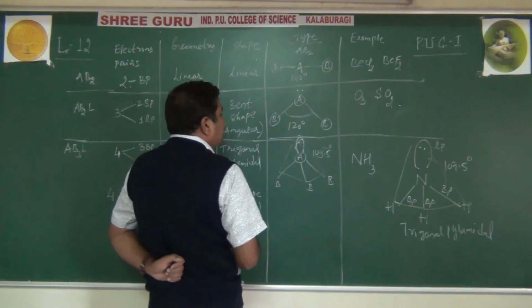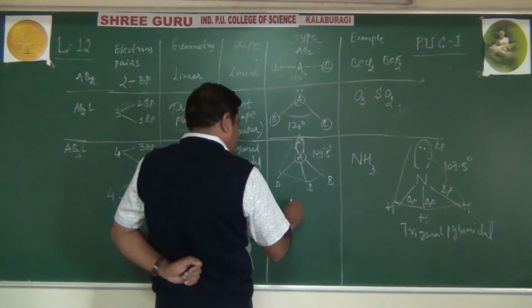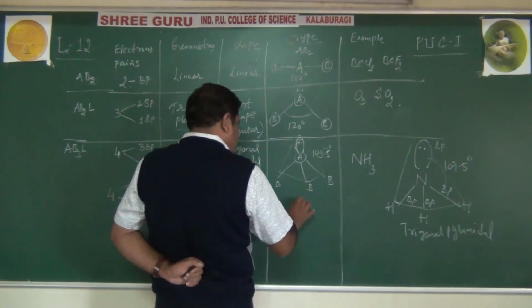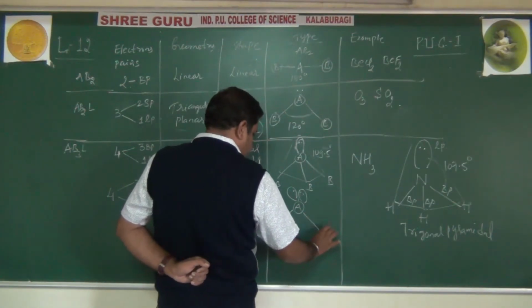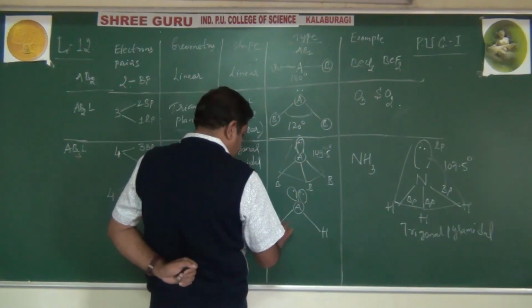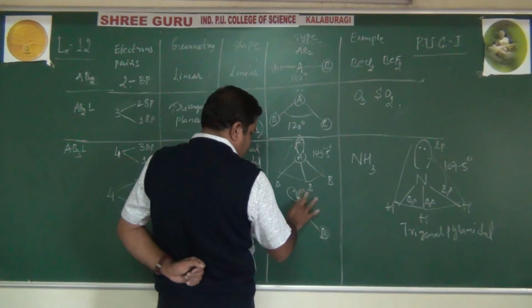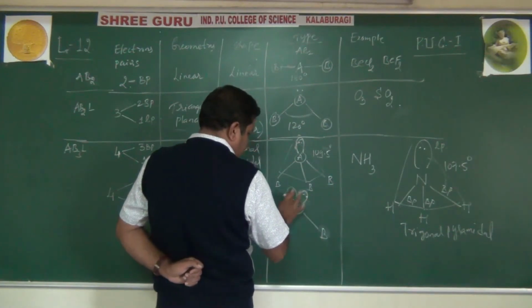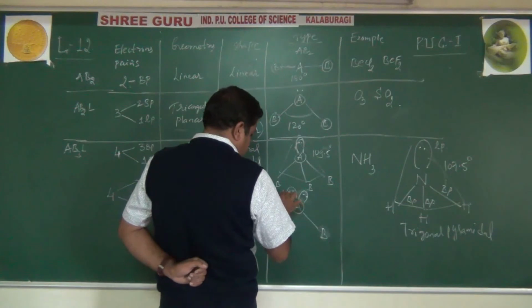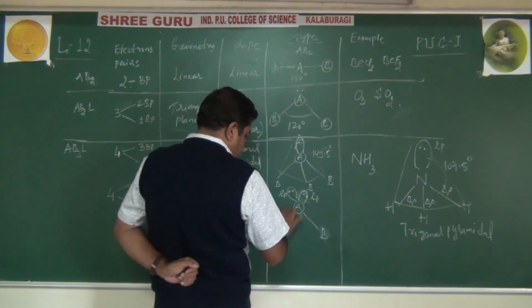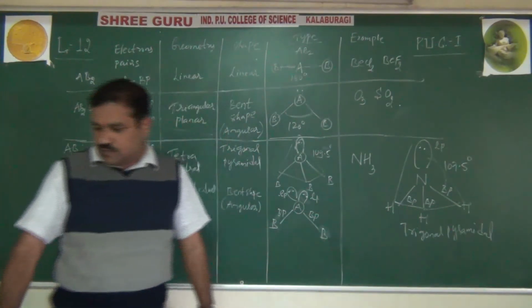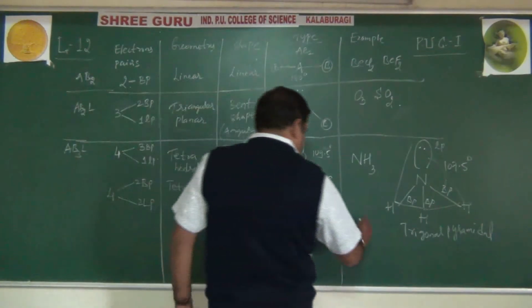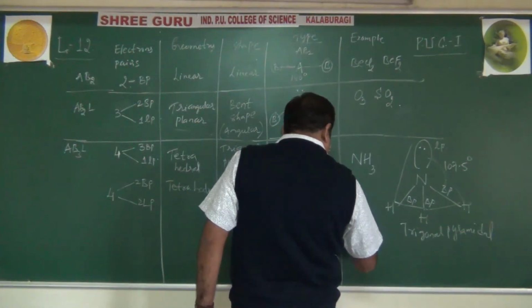See here. The best example we can give. First, as usual, two lone pairs arrange like this, with bond pairs B and B, and two lone pairs. LP, LP, BP, BP. The best example we can give for this molecule is H2O.